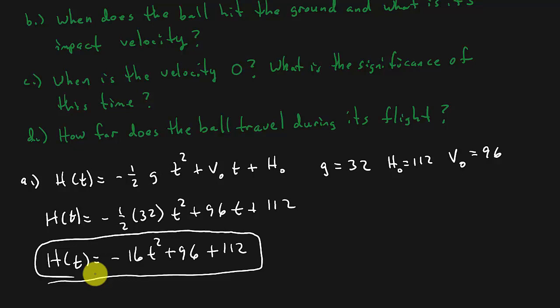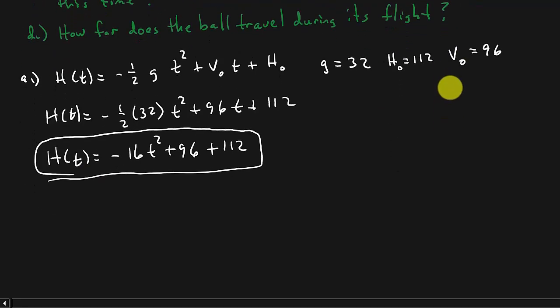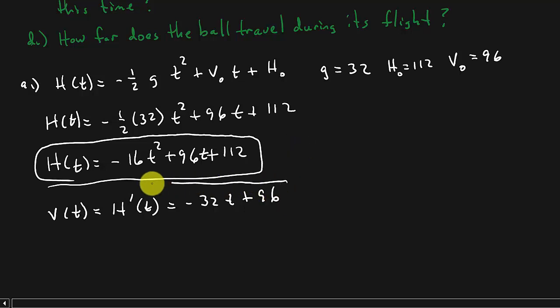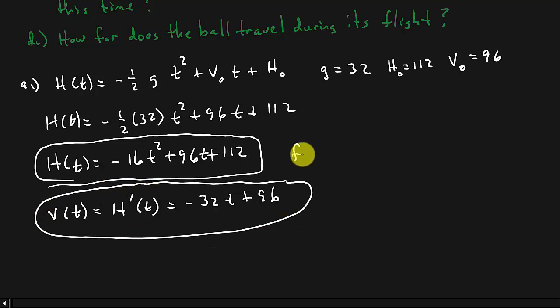Now they want to know the ball's velocity. Well, the velocity, v of t, remember, that's the derivative of h of t. So that's negative 32t. Oops, I forgot my t here on the 96. So that's negative 32t plus 96. Okay, so that's your velocity. And remember, this is in feet, and this velocity would be in feet per second. So that's the answer to part A.